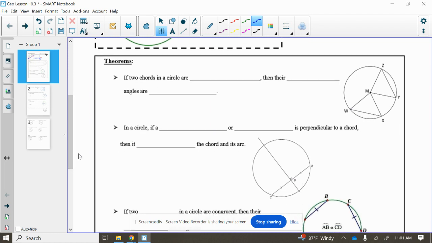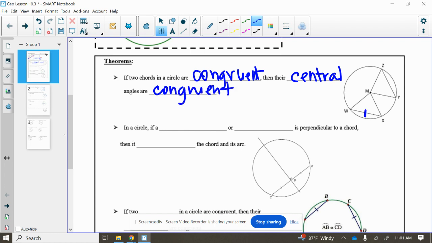The first being if we have two chords in a circle that are congruent to each other, so they are equal in measure, then their central angles are also going to be congruent to each other. So if we look here, for instance, if I tell you WX is congruent to ZY, we also know that angle WMX and angle ZMY are going to be congruent because those chords are congruent.